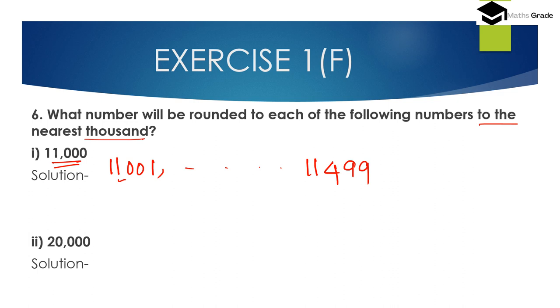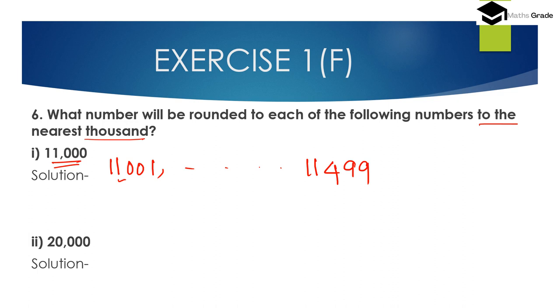So it will be rounded up to the nearest 1000 is 11,000. And here the 100s place digit is 4, which is less than 5. So don't add 1 to the 1000s place digit. This is 11,000, and this 4, 9 and 9 changes to 0. That is, 4 changes to 0, 9 changes to 0 and 9 changes to 0.